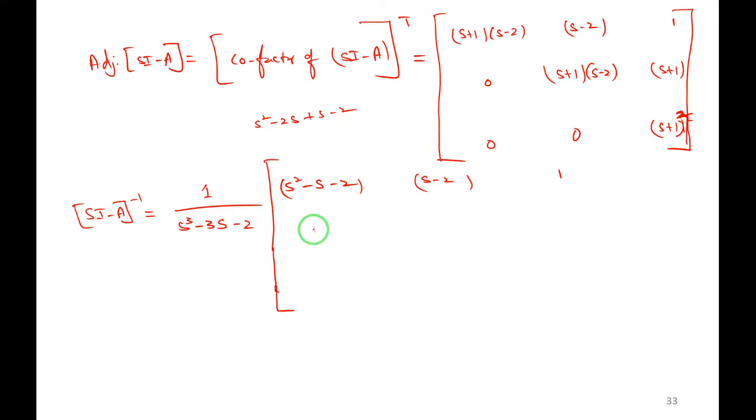Next, 0. Then we will multiply (S plus 1) into (S minus 2). Already we have the same element. So S square minus S minus 2. Next, S plus 1. Then 0, 0. (A plus B) whole square I can apply if I want, right? A square plus B square plus 2AB, so 2S.